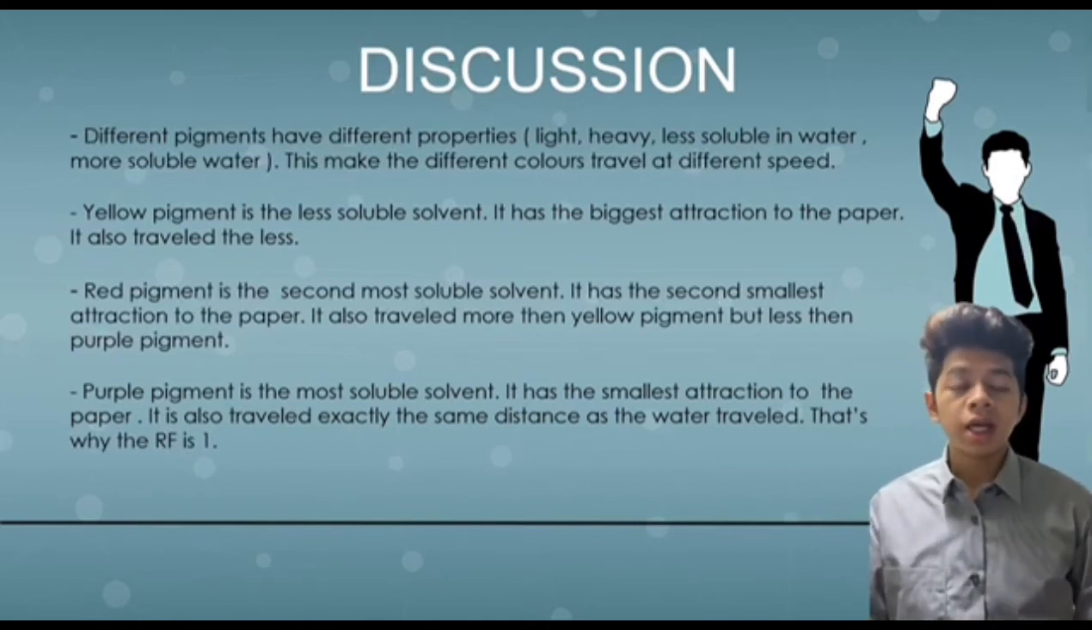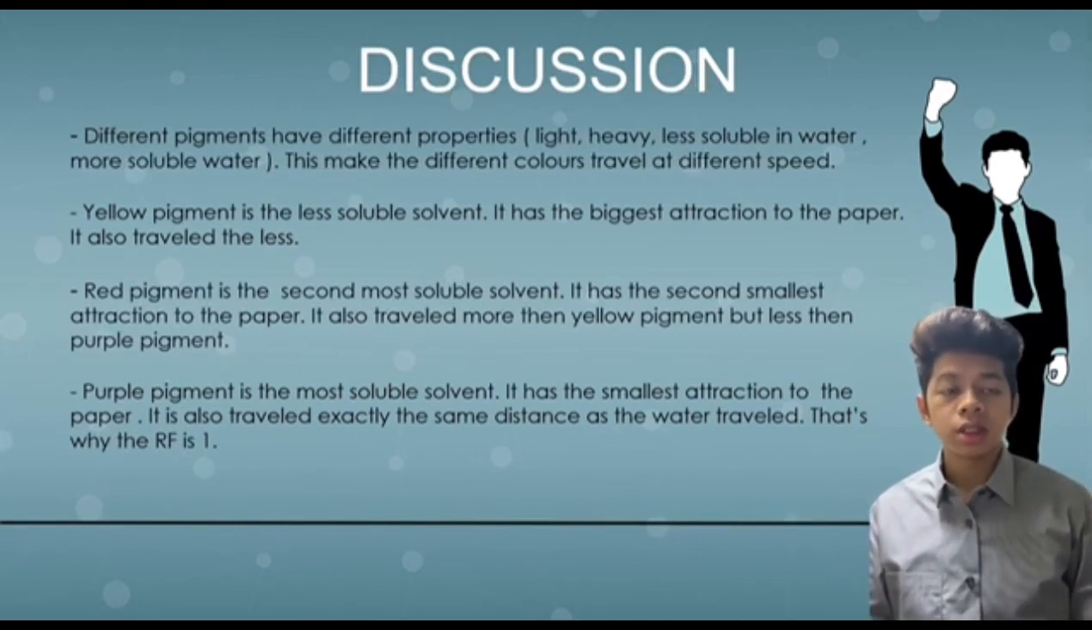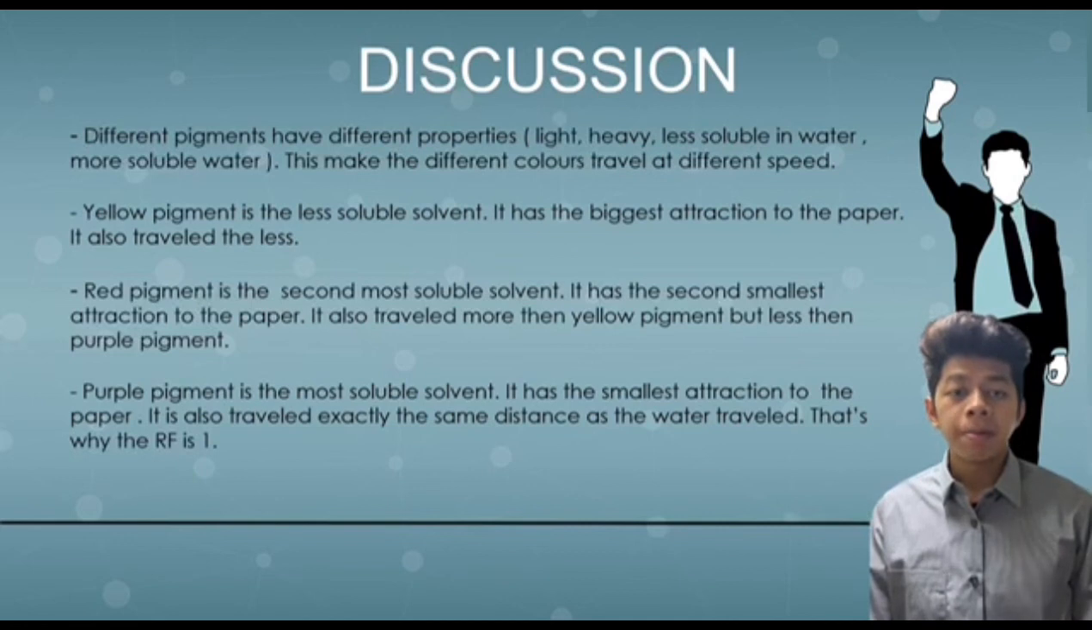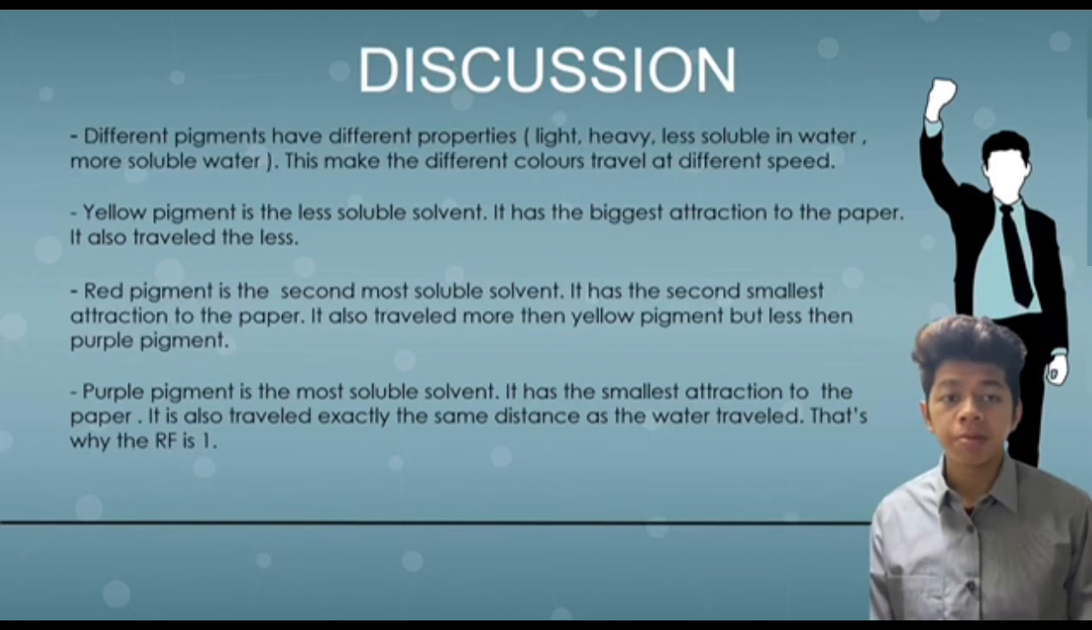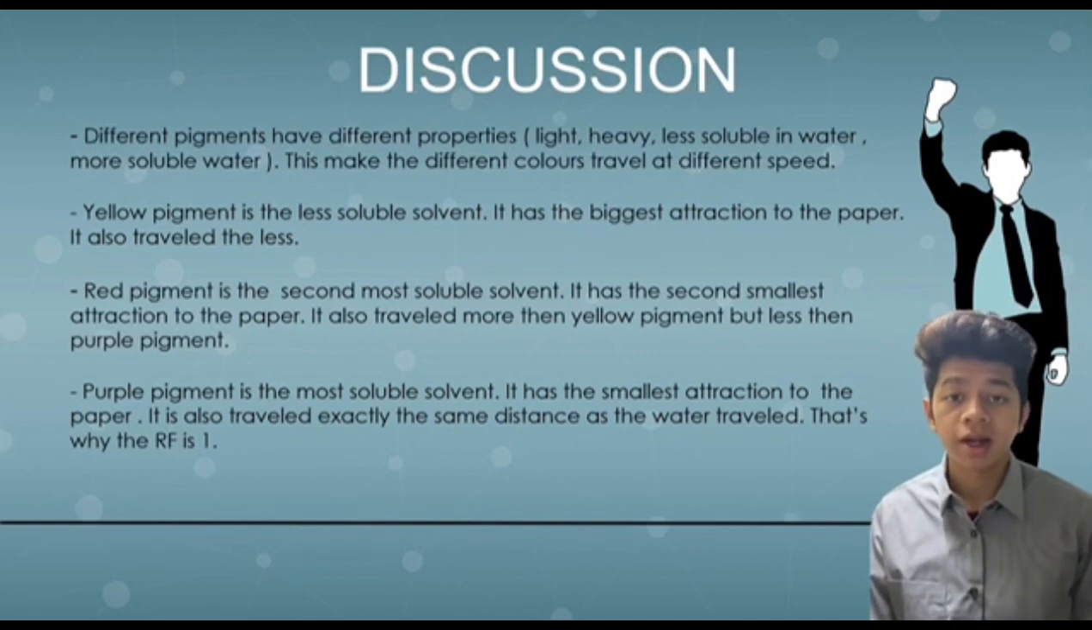For the red pigment, it is the second most soluble. It is because the red pigment has the second smallest attraction to the paper. This is why the red pigment travels more than yellow but less than the purple pigment. Last one, the purple pigment is the most soluble. It has the smallest attraction to the paper. This can be seen by the purple pigment traveling exactly the same distance as the water. So that's why the RF value is 1.